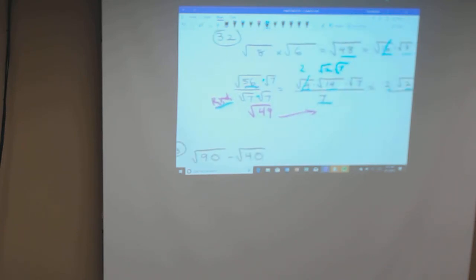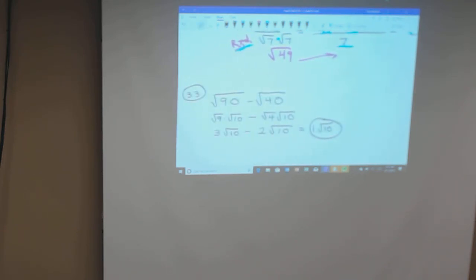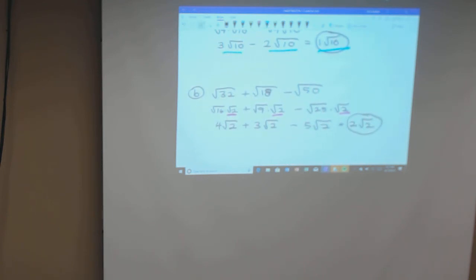Number 33 says subtract. I can't subtract unless I have the same kind of radical. So 90 becomes 3 radical 10. 40 becomes 2 radical 10. 3 of these minus 2 of these equals 1 of these. 32 becomes 16 times the square root of 2, 9 times the square root of 2, and 25 times the square root of 2. So I have 4 of these, 3 of these, and minus 5 of these. 7 minus 5 is 2 times the square root of 2.